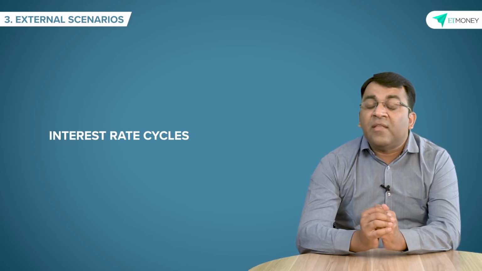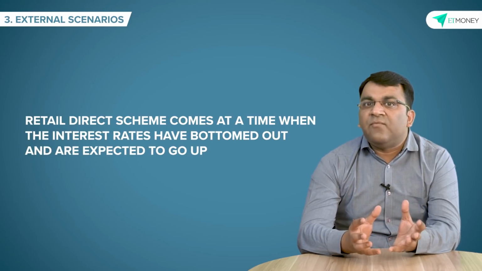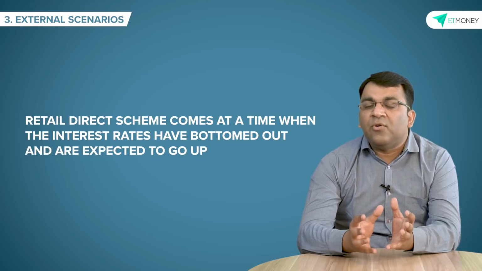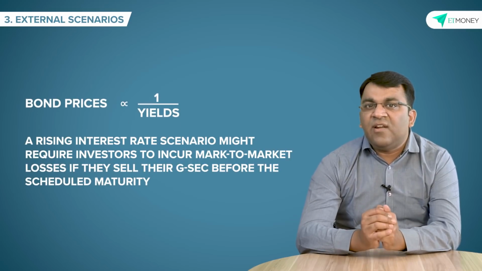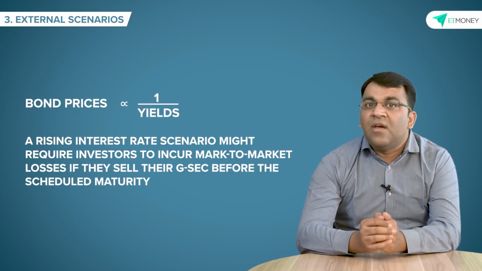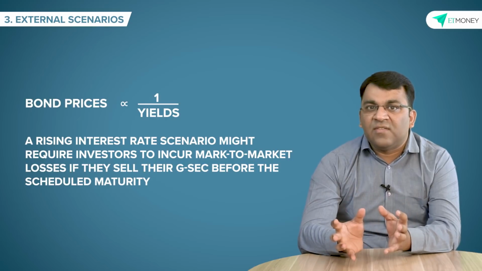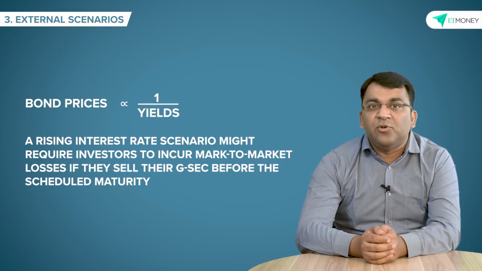A third consideration one needs to keep an eye on are the interest rate cycles. You see, the retail direct scheme comes at a time when the interest rates have bottomed out and are expected to go up. And since bond prices and yields are inversely related, a rising interest rate scenario might require investors to incur mark-to-market losses if they sell their GSECs before the scheduled maturity.